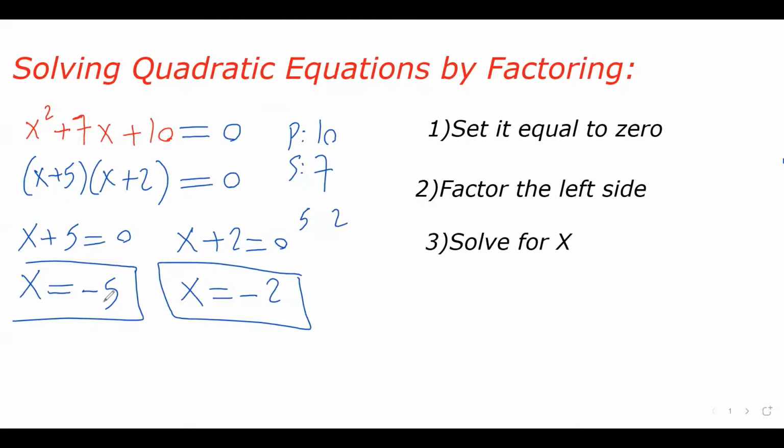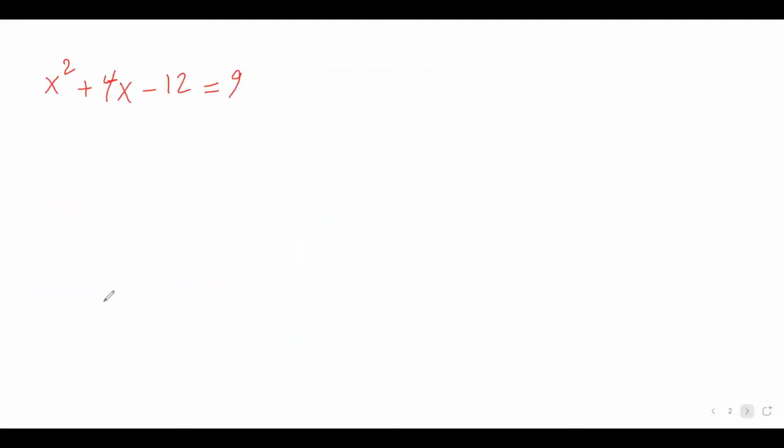All right. Okay, let's do another example. I have two more examples. Here is the second one. X squared plus 4x minus 12 equals 9. Again, we have to follow those three steps. So the first thing we need to do is to set this equation equal to 0. So I have to subtract 9 from both sides. Or in other words, I can just say I'm moving this to the left side, so it becomes minus 9. X squared plus 4x minus 12 minus 9 equals 0. So I set the equation equal to 0.